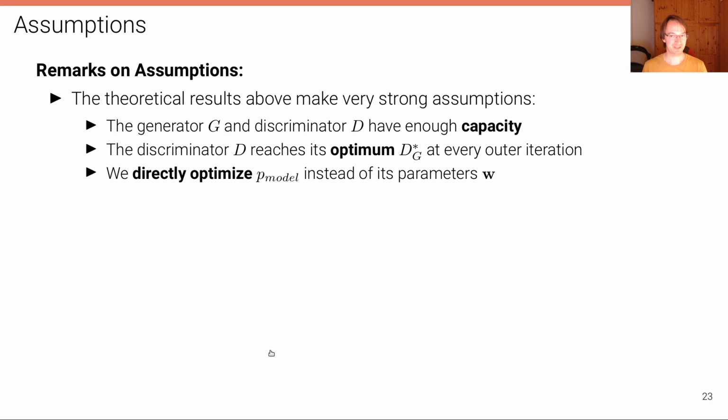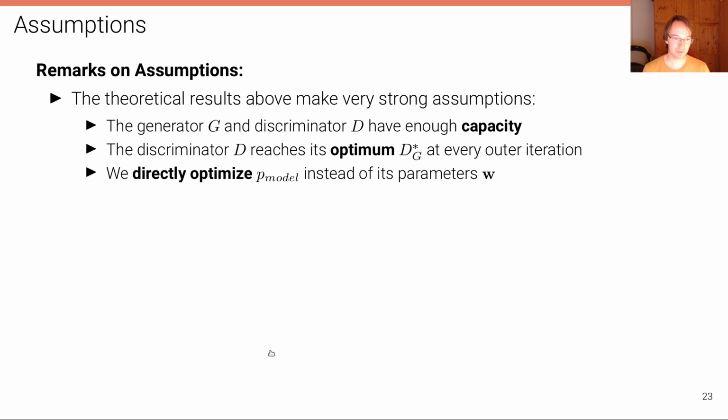So here are some remarks on these theoretical results. The theoretical results that I've just shown make very strong assumptions. In particular, the generator G and the discriminator D are assumed to have enough capacity. In other words, the generator has enough capacity to represent the data distribution precisely, and the discriminator has enough capacity to always optimally discriminate samples from the data distribution and the generator distribution. In other words, these models must be very, very large.